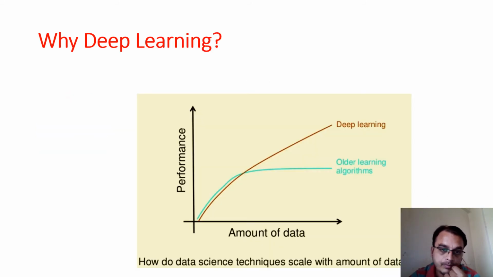Okay. Why is deep learning so essential and so important? If I compare the previous data with the current scenario, in the current scenario the data available to us is numerous. We are right now living in the big data format.